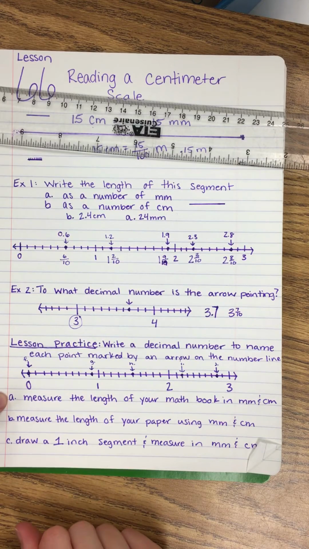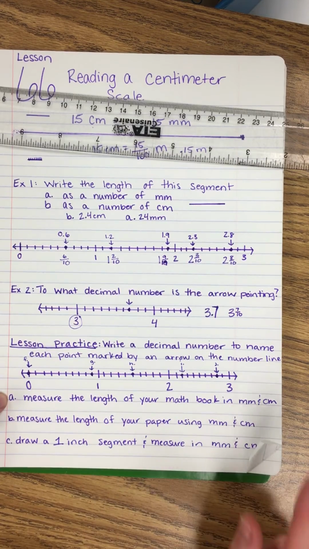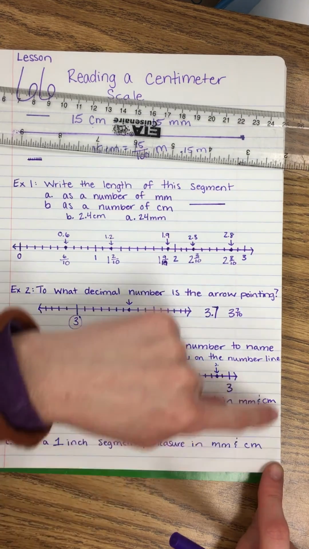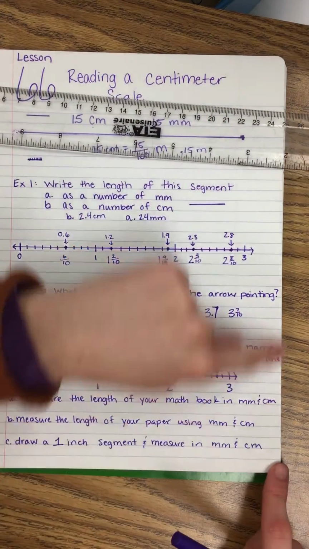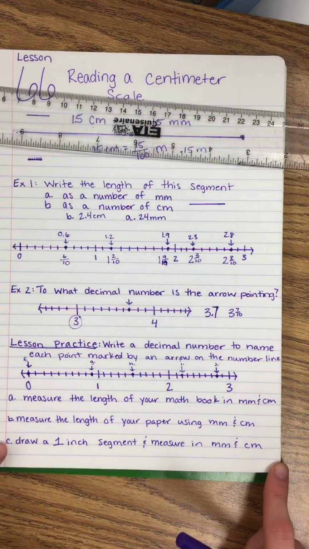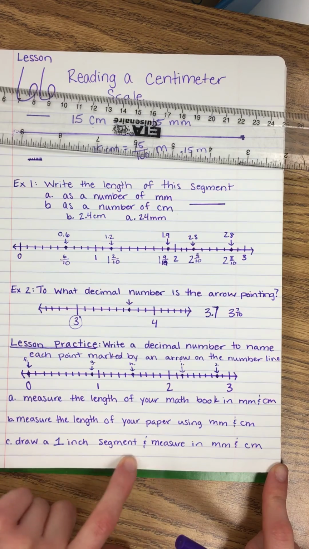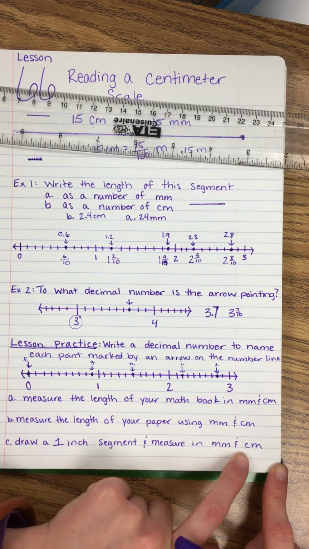A says measure the length of your math book in millimeters and centimeters. B says measure the length of your paper using millimeters and centimeters. The length of your paper, which is this way, not the width of your paper, the length of it. And C says draw a 1-inch segment and measure it in millimeters and centimeters.